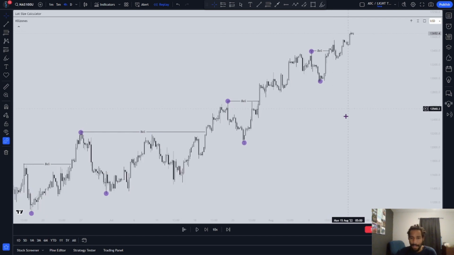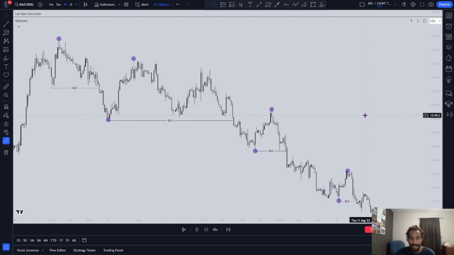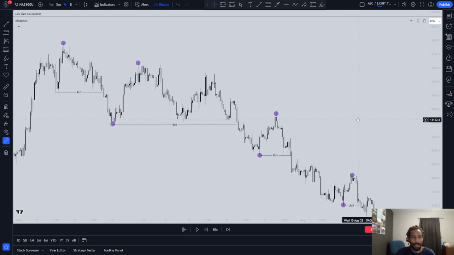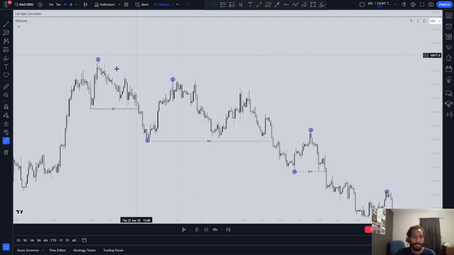So yeah, I could flip this. Let's see if I know a little trick. Command inverse. Look at that. Ooh, fancy. So yeah, this would be a scenario in a bearish market.